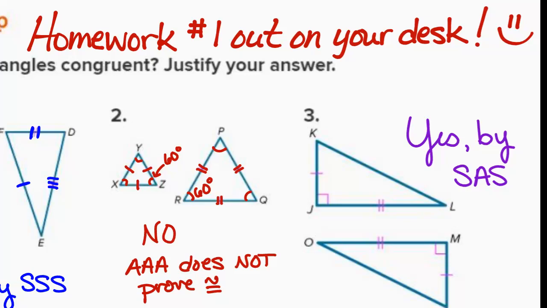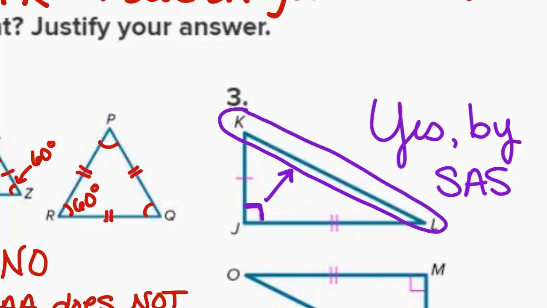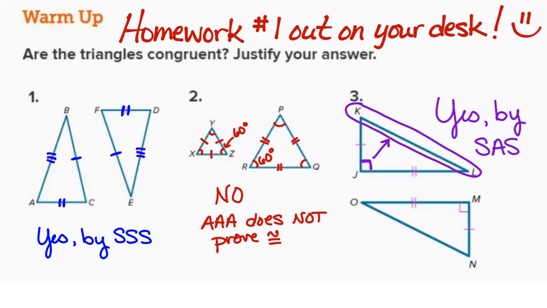But in order to use HL, we have to have congruence information about the hypotenuse. The hypotenuse is always going to be directly across from the right angle. So this side right here, KL is my hypotenuse, and that doesn't have any congruence markings on it. That's why I'm not allowed to use HL on this particular problem. So always check the side that is across from that right angle. If there's no markings, we can't use HL. Nice work on the warm-up.